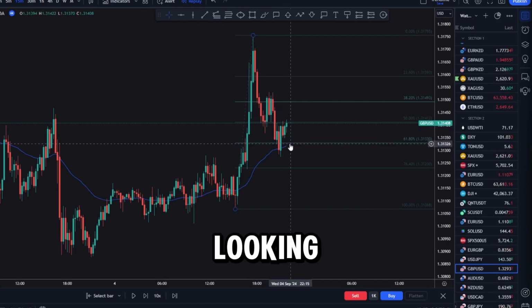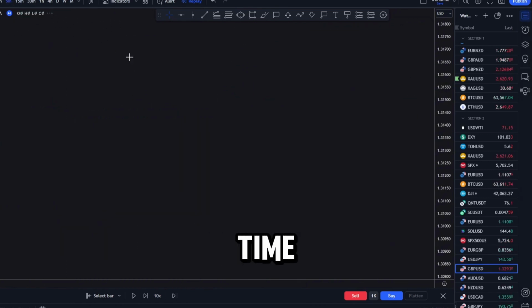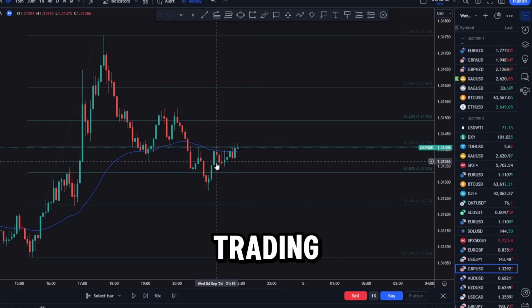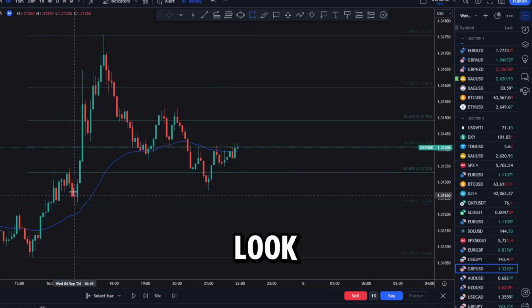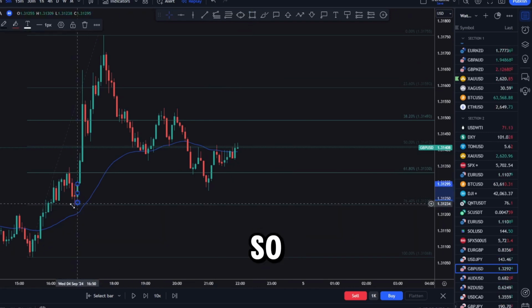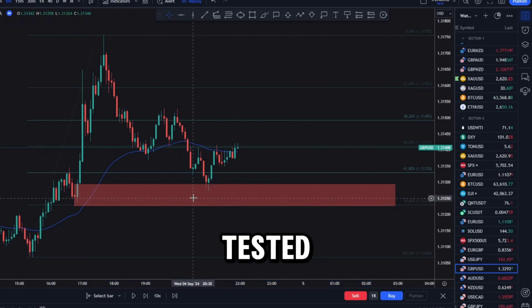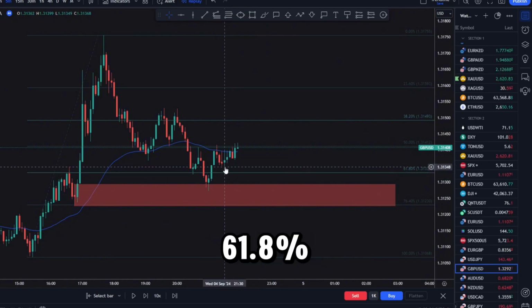Or if we're looking at multi-time frame analysis, then we can work with multiple time frames. So let's say we drop down to a lower period and we can start looking for trading opportunities here or additional confirmations. In this case, we can look at this demand zone, right? So if we drag this out to the right, we can see that price has actually tested the demand zone as well, and it's also given us a reaction at the 61.8% level. This is how you should combine the Fibonacci trading tool with other confirmations in order to improve your trading strategy.